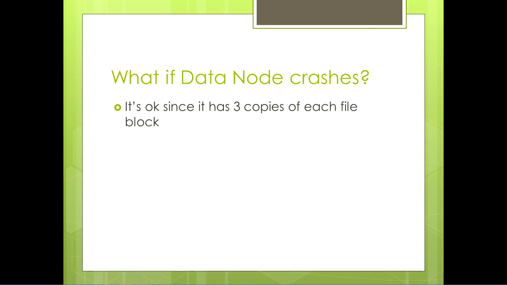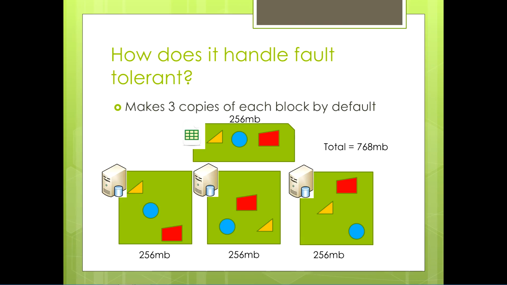What if data node crashes? It's okay since it has 3 copies of each file, and I mentioned that in this slide right here. If this server, which is the first one, ever goes down, you can still retrieve the file by combining the second one and third one, because together they have all the pieces needed to create the file.